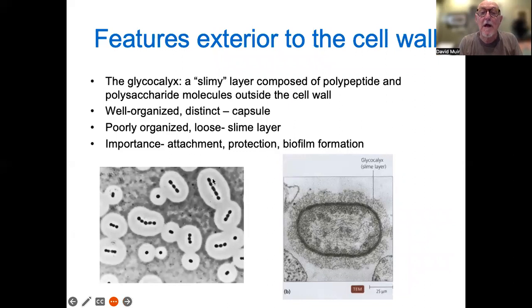So this is the capsule. You use a special staining technique to visualize it. Here are the cells on the inside, and this clear area marks where the capsule is. Here's an electron micrograph. You see these very loose molecules all the way around. If the glycocalyx on the outside of the cell wall is very loose, we call it a slime layer. But its composition is essentially the same as the capsule. It's just that there are fewer molecules and they're much more loosely attached, often much longer too.